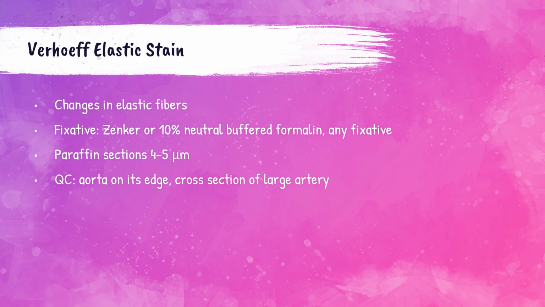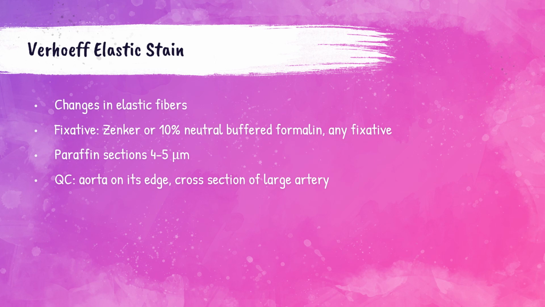The Verhoeff elastic stain is a stain that is used to show changes in elastic fibers. There are many pathological changes in elastic fibers, including atrophy of the elastic tissues, any arteriosclerotic changes of the tissue, and breaks that are caused by various vascular diseases. So in this stain, the tissue section is overstained with hematoxylin ferric chloride iodine. So it's overstained and then differentiated, so it's considered a regressive stain.